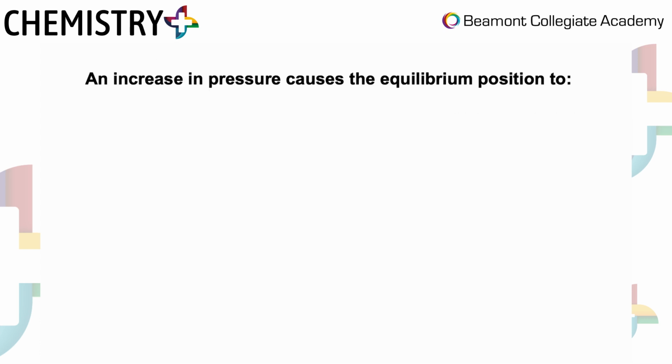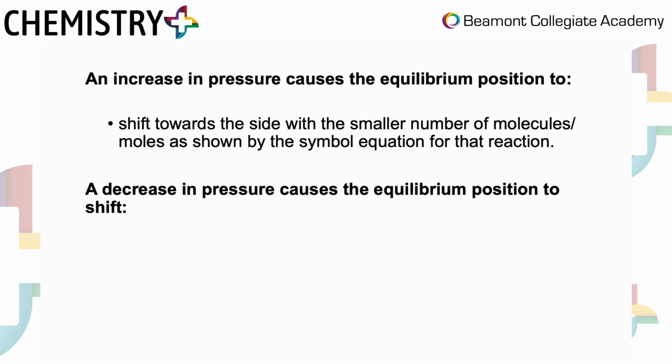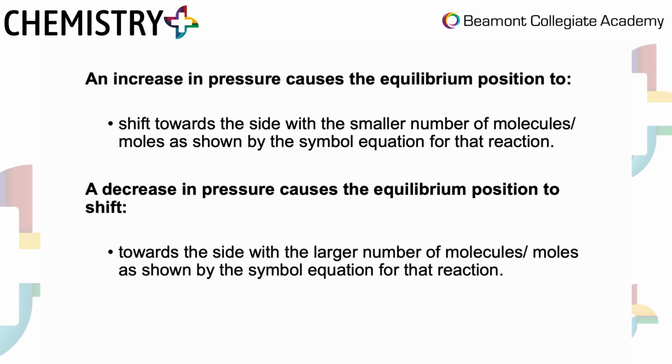Further knowledge. An increase in pressure causes the equilibrium position to shift towards the side with a smaller number of moles, as shown by the symbol equation for the reaction. If you increase the pressure, it shifts to the side to reduce the pressure. A decrease in pressure, however, causes the equilibrium position to shift towards the side with a larger number of molecules, as shown by the symbol equation for the reaction.